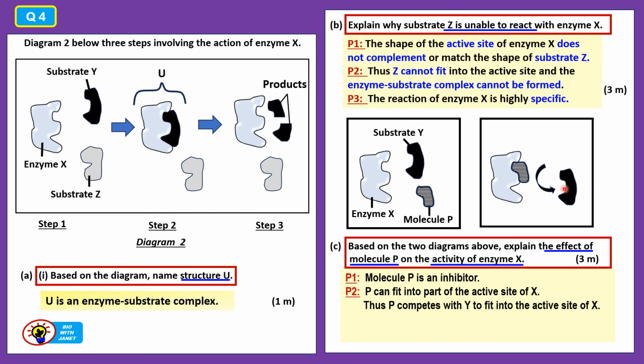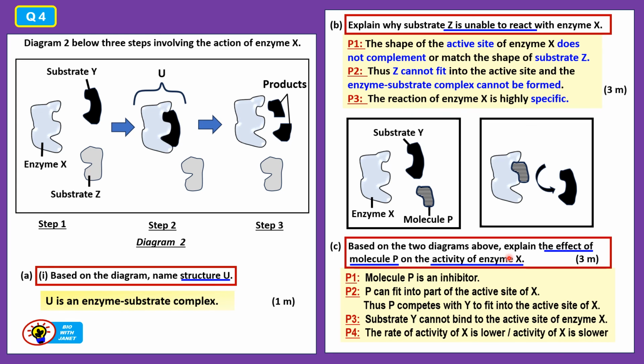So P will compete with Y, the real substrate, to fit into the active site. Once P fits into the active site, then Y cannot fit into the active site anymore. Substrate Y cannot bind to the active site of enzyme X if molecule P has bound to enzyme X. So the activity of X will be lower, or slower, because it asks you to explain the effect of molecule P on, highlight here, the activity of enzyme X. So you have to come back to this phrase. Okay, so the activity of enzyme X will be slower.